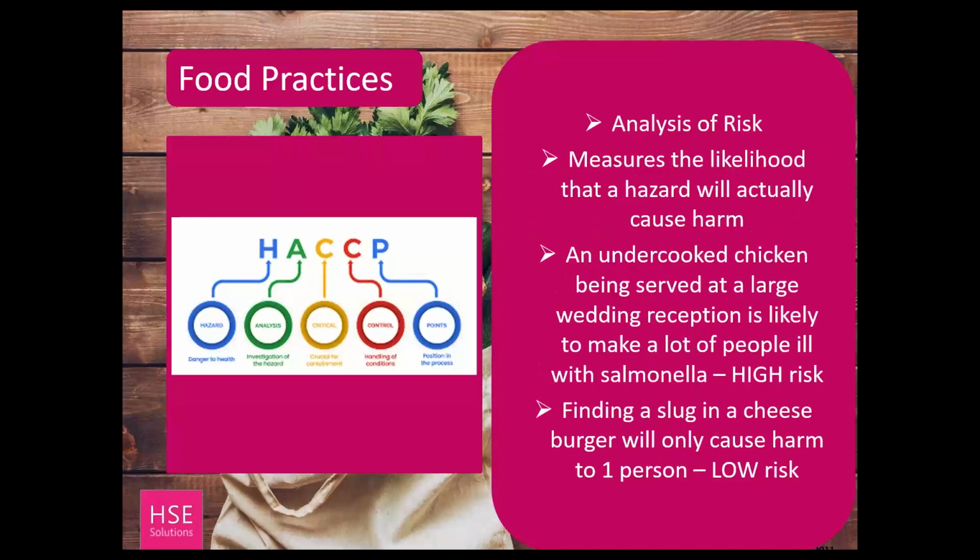A would be for analysis of the risk, measuring the likelihood that a hazard could happen. So an undercooked chicken being served at a large wedding reception, likely to make a lot of people ill with salmonella, would be a high risk. Finding a slug in a cheeseburger with only one person who's going to take a bite out of that is a low risk. That said, for that one person, they probably wouldn't be very happy.